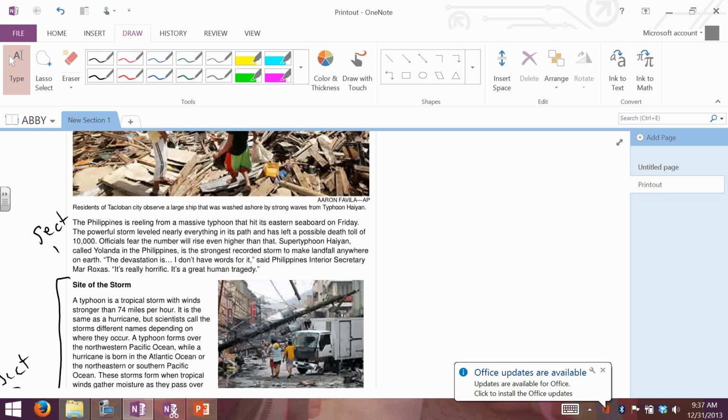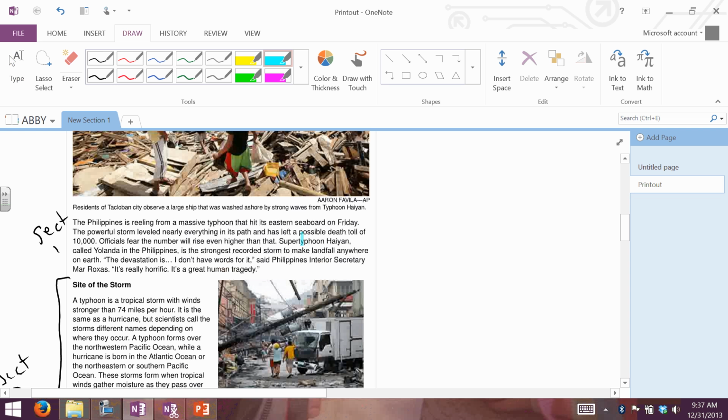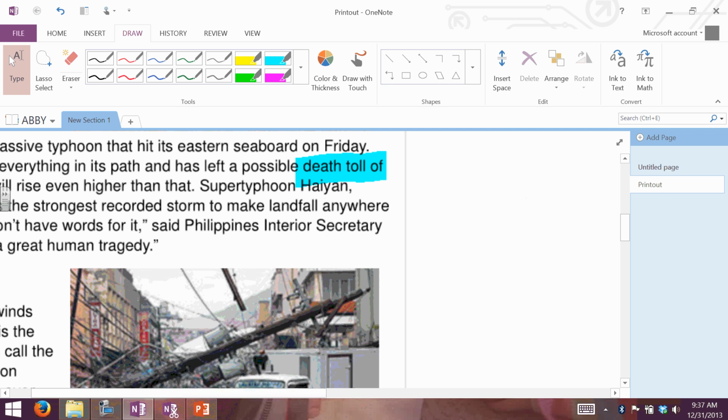So let's look for significant information. First of all, we want to remember that this is, after all, a news story. So we're not looking for hidden themes. We don't have to recognize characters. We're looking for specific information, facts. So let's see. Death toll of 10,000, right? I'm going to zoom in.